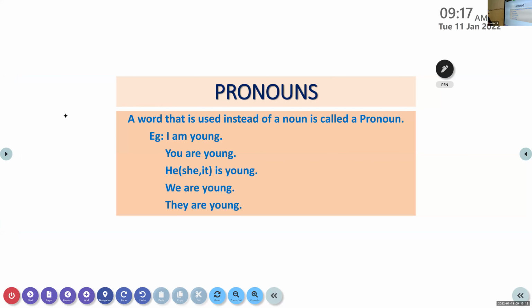Then I have to tell something about Dave. So what will I say? She. They, are is a helping verb. So understood? First person is always I. When I speak with the second person, you. And when we both speak about the third person, they, she. Understood?